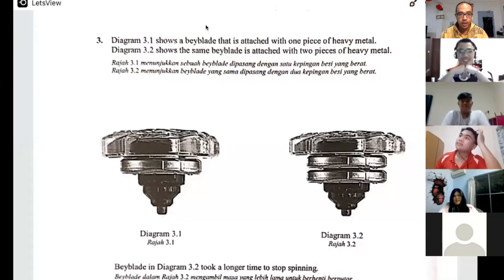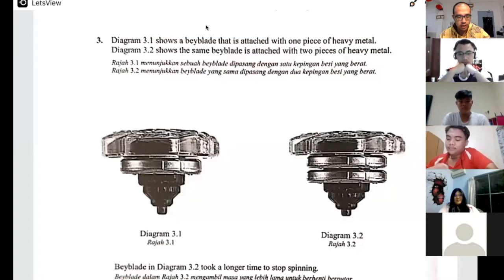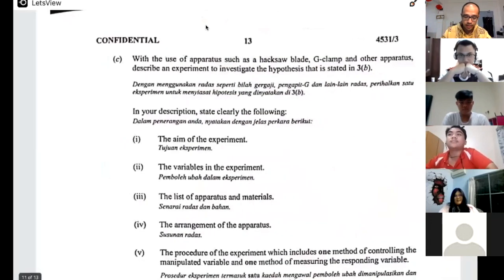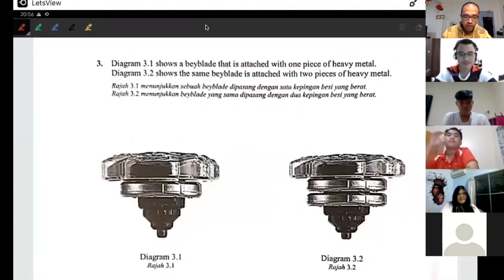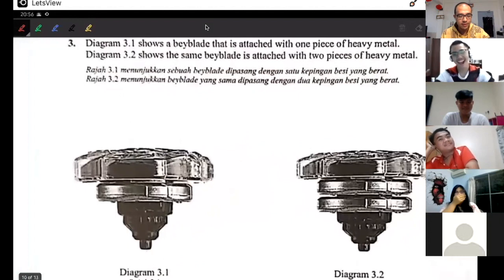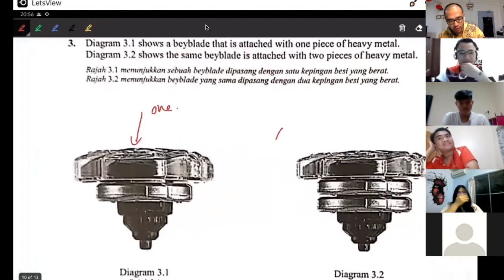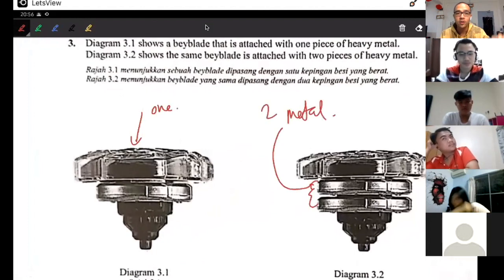Okay, so the Beyblade is attached with one piece of heavy metal. So this is the heavy metal. You know why I wanted to choose this experiment? Because Shane owes me an angpao. This experiment is Shane's experiment. So this is one piece of heavy metal. This is two pieces of heavy metal over here.